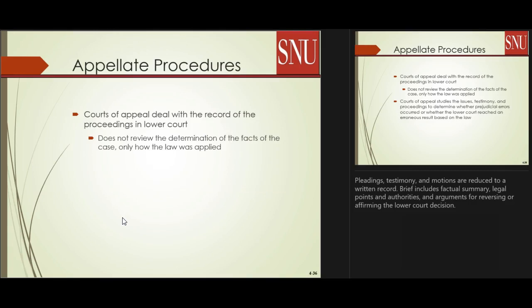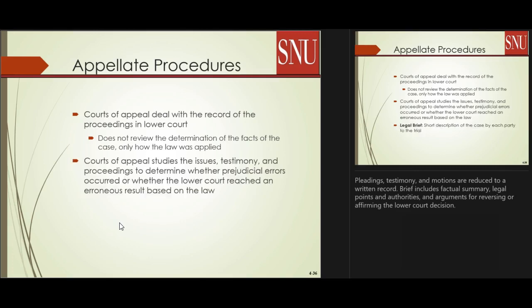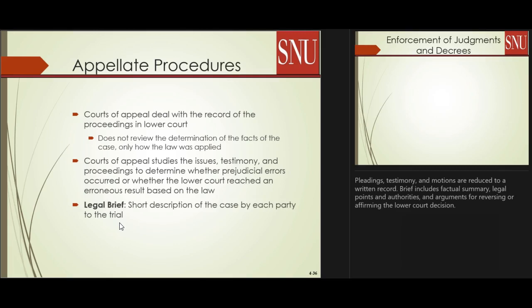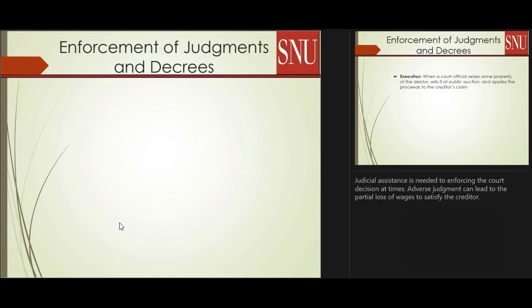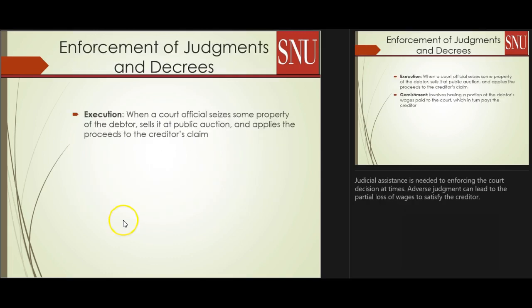The appellate procedures: courts of appeal deal with the records of the proceedings in the lower case. They look at what the evidence was, what the jury decided, but they are not to determine the facts of the case, only if the law was applied correctly. Courts of appeal study the issues, testimony, etc., and they come to a decision. The legal brief is a short description of the case by each party in the trial that's given to the judges.